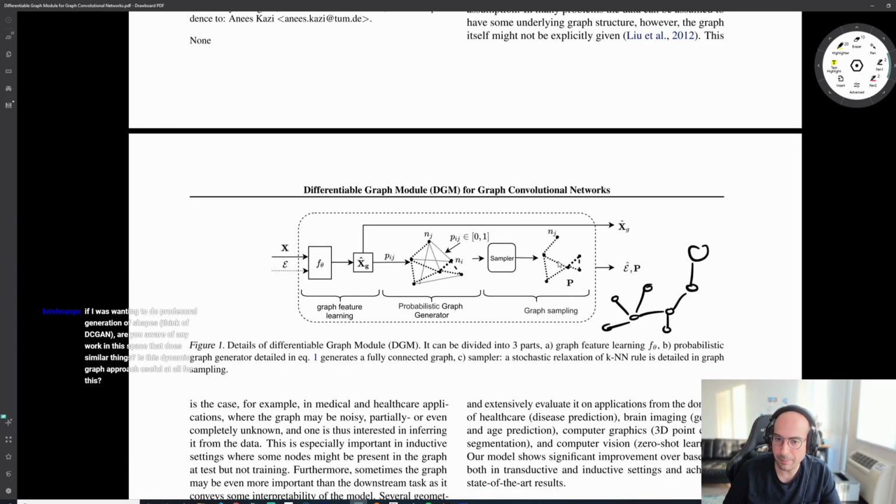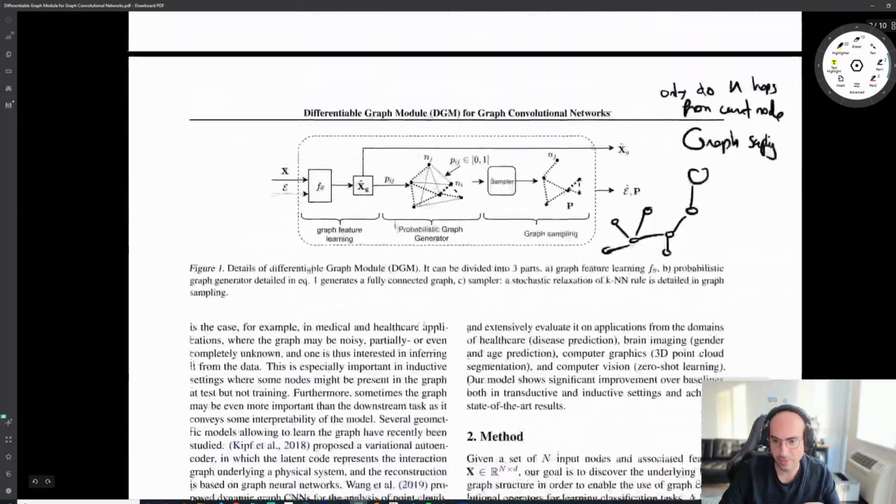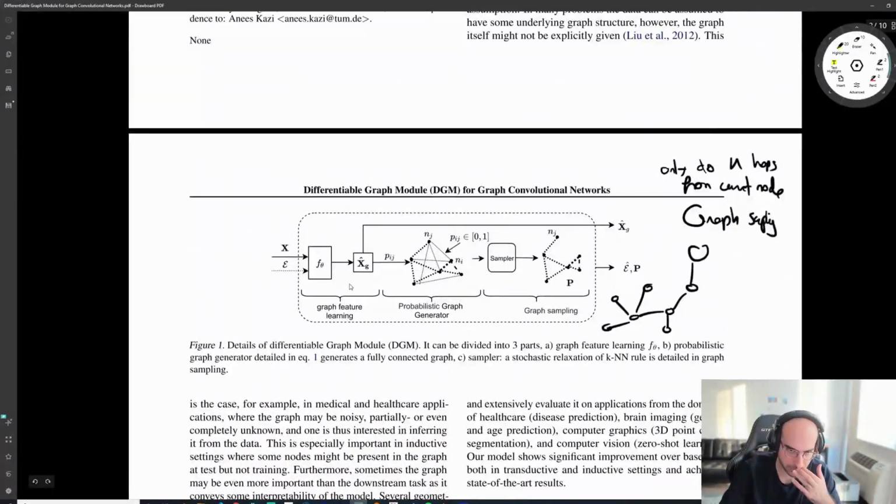To set a cap on that, that's where the graph sampling idea comes in. You're basically saying, for example, only do k hops from the current node. So this idea is called graph sampling. But before you sample a graph, what you actually need to do is generate the graph. And before you can generate the graph, you need to learn some features about all of the nodes in that graph. So this is how this work all fits together.